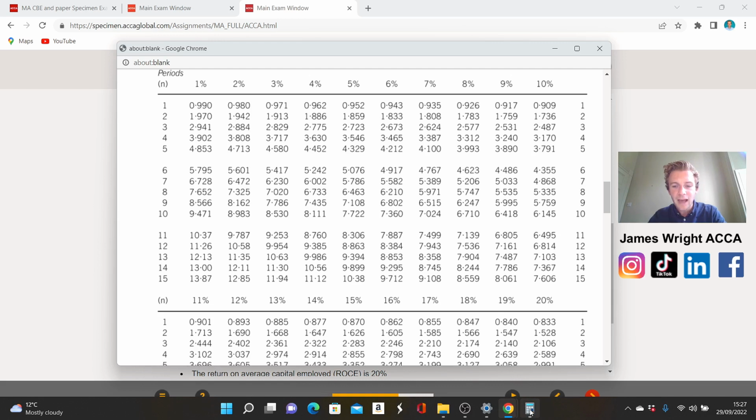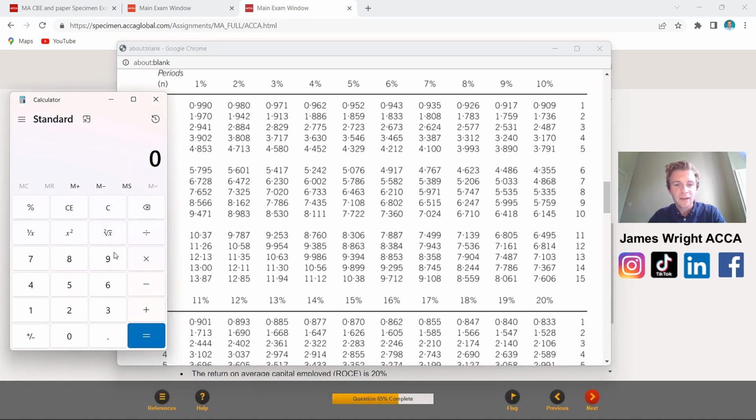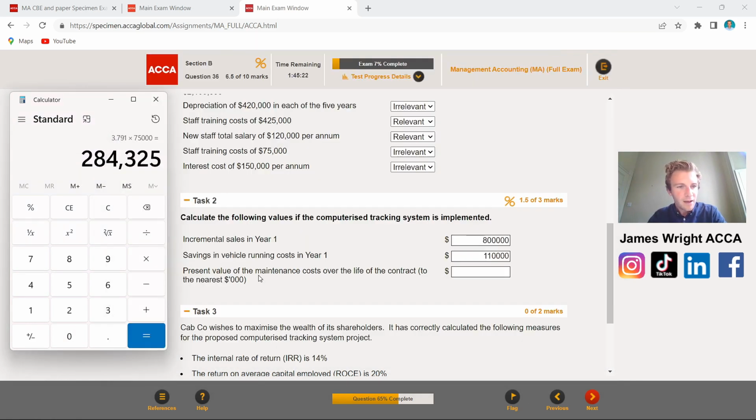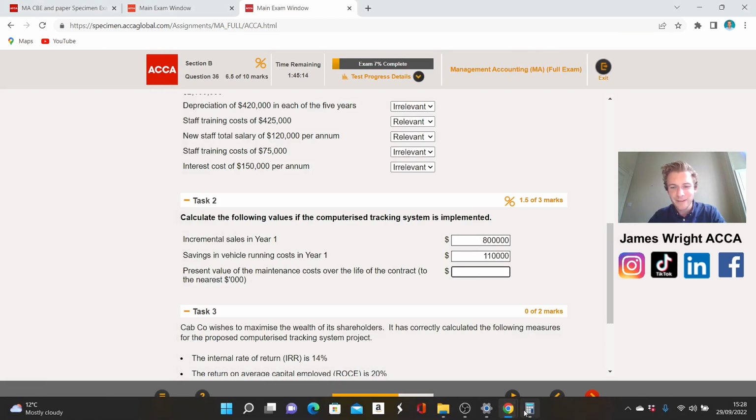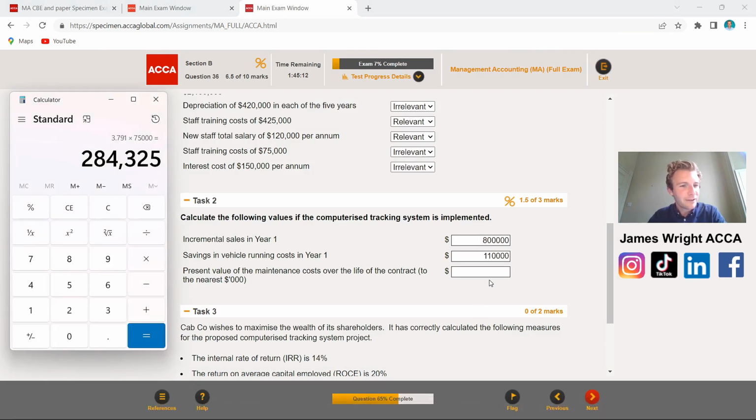3.791. And if I get my calculator out for you, we do 3.791 multiplied by the 75,000. This is going to tell us the present value of those 5 payments of $75,000. We were also told to put it to the nearest 1,000, so it's just going to be down as 284,325.